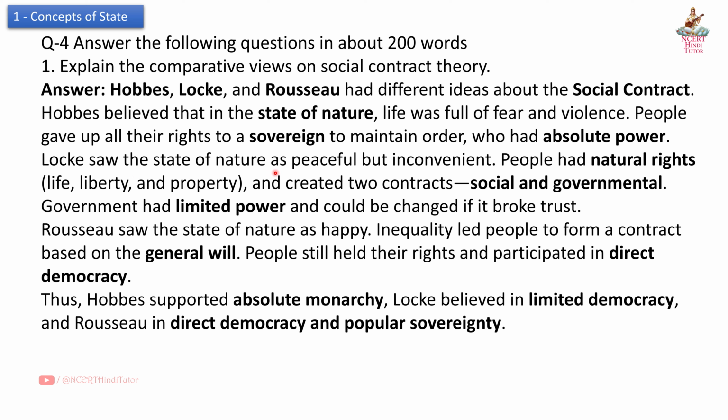Locke saw the state of nature as peaceful but inconvenient. People had natural rights, life, liberty, and property, and created two contracts, social and governmental. Government had limited power and could be changed if it broke trust. Rousseau saw the state of nature as happy. Inequality led people to form a contract based on the general will. People still held their rights and participated in direct democracy. Thus, Hobbes supported absolute monarchy, Locke believed in limited democracy, and Rousseau in direct democracy and popular sovereignty.